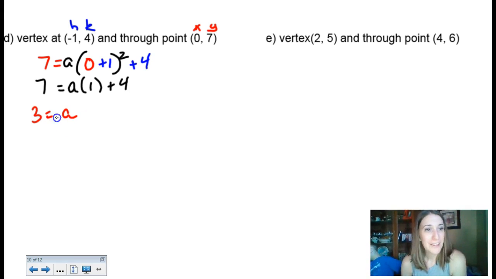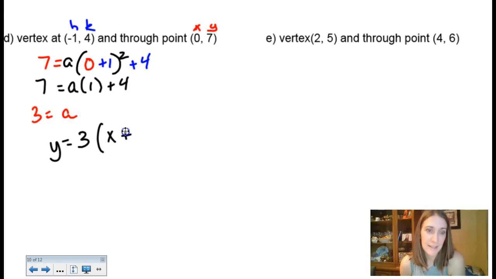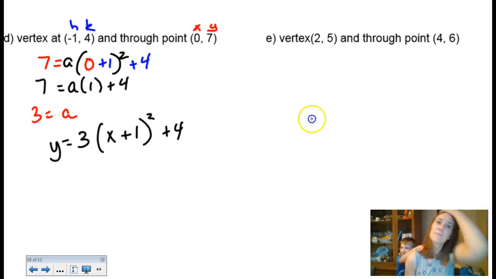Got our A value, I already knew H and K. Let's do this. Y equals A. Now, the drawback to having just the information on the picture is you can't make a prediction as far as, like, is A positive? Is it 1/2? Is it 3?